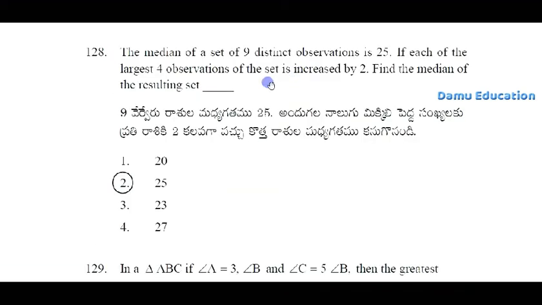The median of a set of 9 distinct observations is 25. If each of the largest 4 observations of the set is increased by 2, find the median of the resulting set. 25.